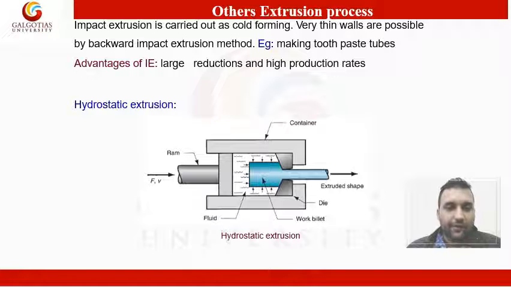Next is hydrostatic extrusion. In this process, the material is forced through with hydrostatic force in the same direction in which the force is applied. This is the ram and this is our workpiece, and here the force is applied. Then this is the extruded shape.